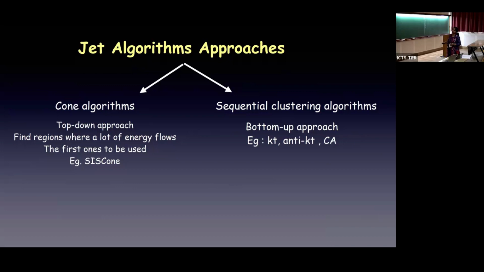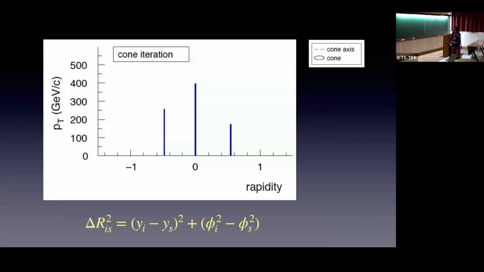Under cone algorithms there are many subsets, like iterative cone, then SIS cone. This all depends upon how the seed is defined, and whether the splitting and merging of jets defined from stable cones is carried out. Most of them are not IR safe, barring SIS cone. The advantage here is that the kT, anti-kT and CA algorithms are all IR safe.